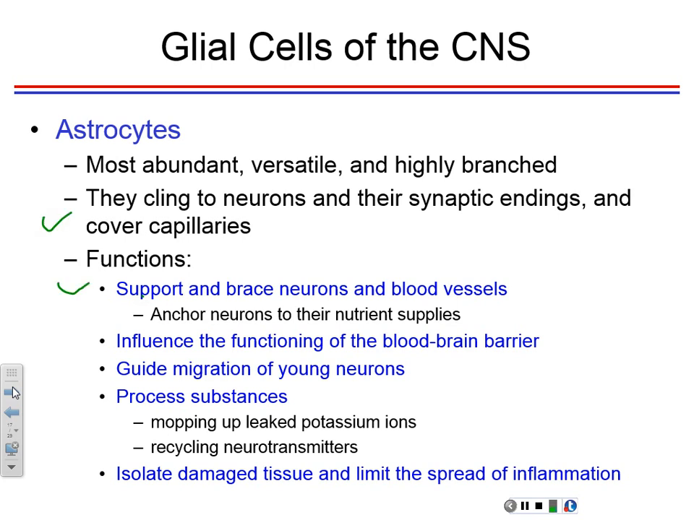So the basic functions: it supports and braces those neurons so that they're in the correct position, and holds on to blood vessels. So it will surround a blood vessel and surround a neuron and kind of bring them together, into close proximity to the nutrient supply, the blood vessel. I'll show you a nice picture of astrocytes. So they anchor neurons to the nutrient supply in the blood vessels and influence functioning of the blood-brain barrier.